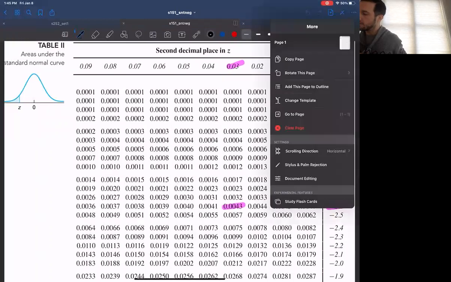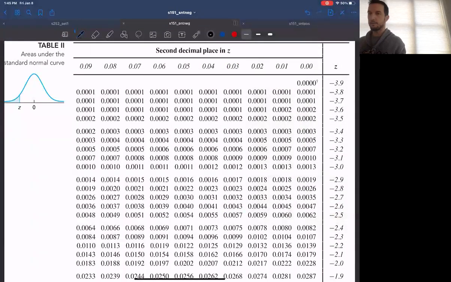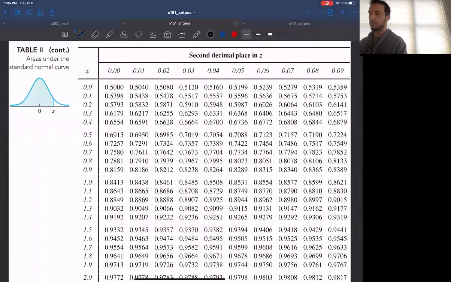So I have 2 pages to the normal table. I have the negative side, and then I have the positive side. And the way that the table works is when I look up a bound on the axes, I get an area underneath the curve. And all of the areas are cumulative areas. So they start at negative infinity and they go up to the bound.